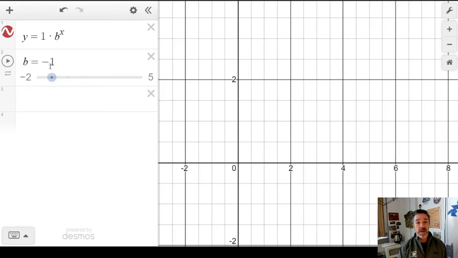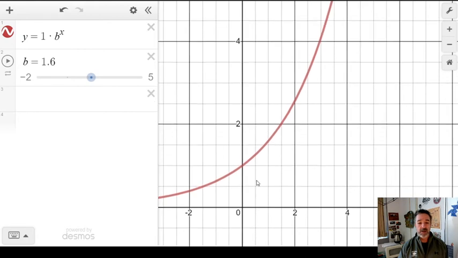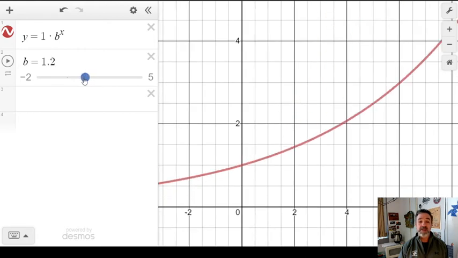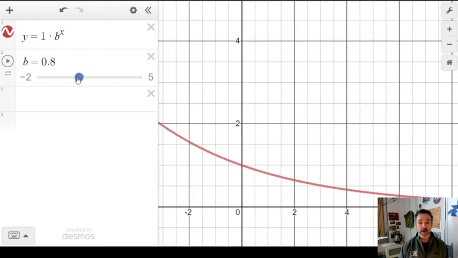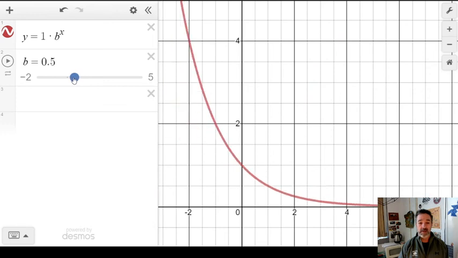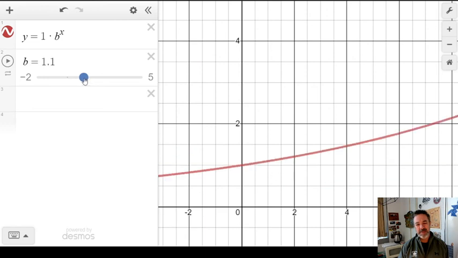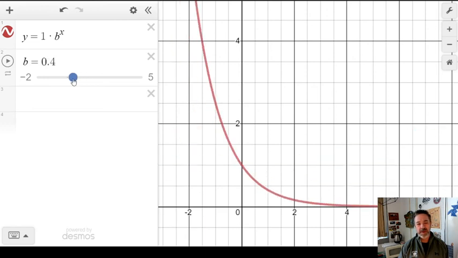So we are going to restrict ourselves and not consider multipliers that are negative right now, but we are going to consider multipliers that are greater than 1, where we're seeing increasing behavior. We're going to consider multipliers that are between 0 and 1, right? Not 0 and not 1, but between 0 and 1, meaning it's going to create this decreasing behavior. And then we can see what happens if our multiplier is 1, and we can also see what happens if our multiplier is the number 0.